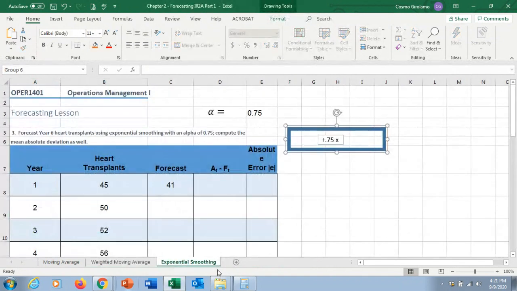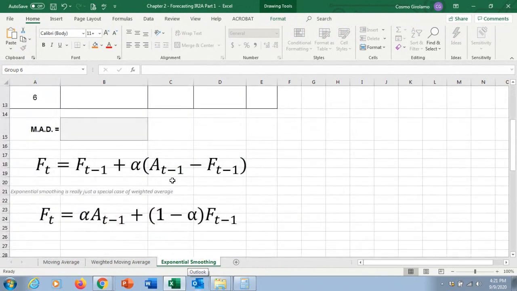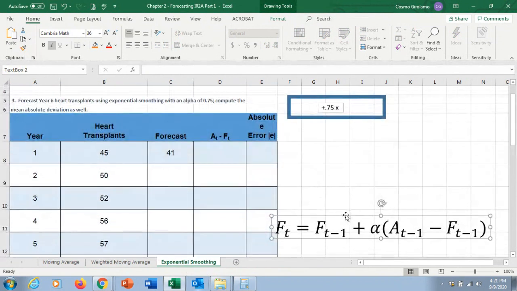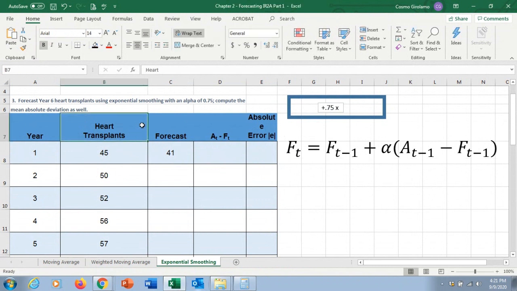Finally, we have exponential smoothing. So in this case, we need a different formula. We need this formula over here. So let me start it over here, and you'll see what we're doing. So what I want to do is, in fact, we have year 1. We have 45. So this is, let's put this here, 45 heart transplants. This is AT.